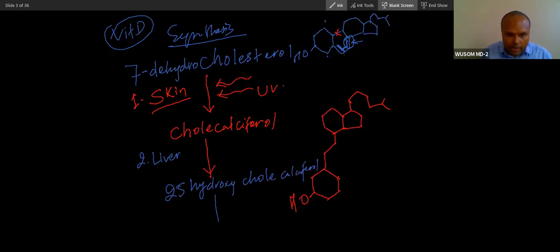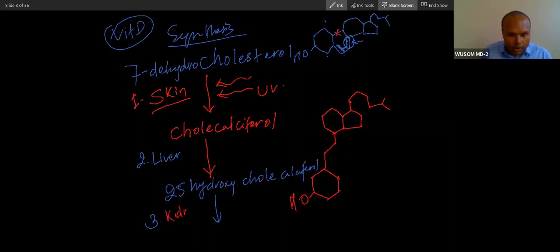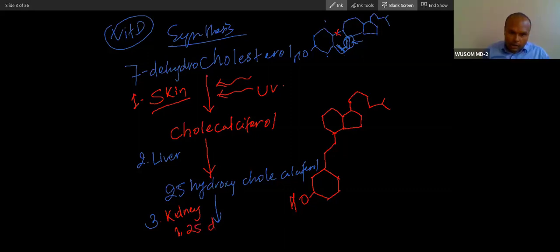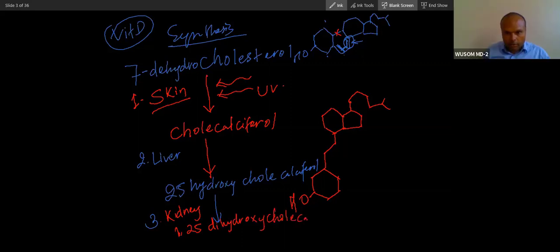Now the third reaction happens where? Stomach? Not the stomach, intestine? No, kidney. Okay? Sorry. And then what will happen? The same hydroxylation reaction. It will change into 1,25-dihydroxycholecalciferol.